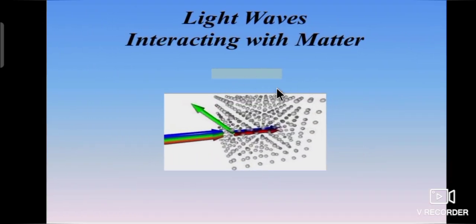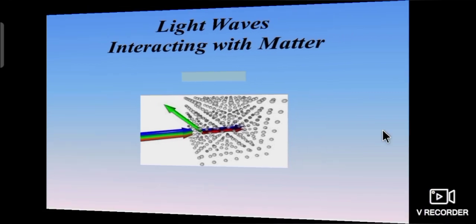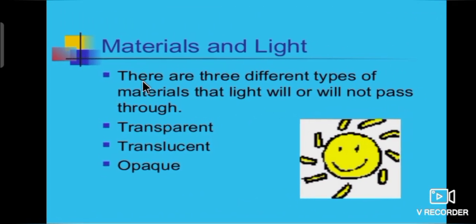Now we are going to study about interaction of light with matter. There are 3 different types of materials that light will or will not pass through. What are they? Transparent materials, translucent materials and opaque materials.